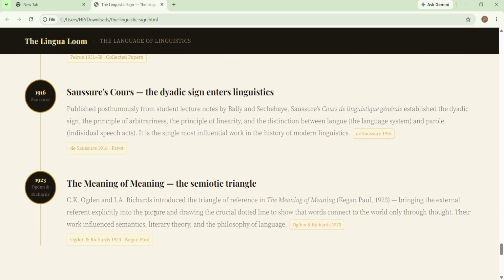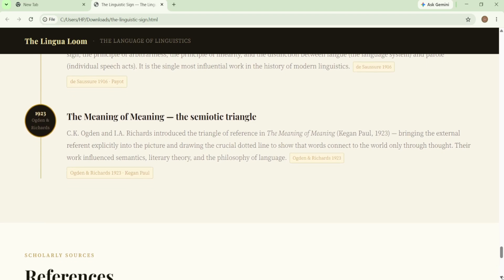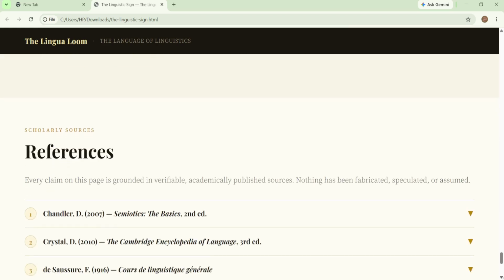Then in 1923, The Meaning of Meaning and its semiotic triangle by Ogden and Richards introduced the triangle of reference, bringing the external referent explicitly into the picture and drawing a crucial dotted line to show that words connect to the world only through thought. Their work influenced semantics, literary theory, and the philosophy of language. So this runs from 300 BC to 1923. This is from where the data is being taken. You can just check it out.